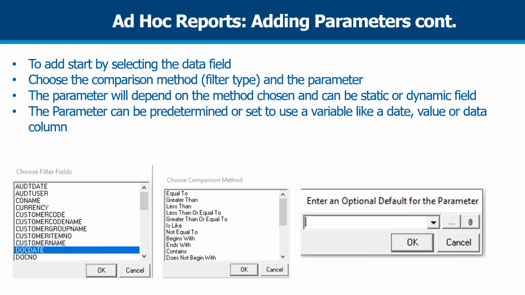And to start, all you want to do is say, I want to add a parameter to it, and choose which field you want to create your parameter from. Then you're going to choose the method that you're going to use, whether that's equal to, greater than, less than, or in between. It's up to you. The parameter can be something predetermined, static or dynamic, or you can choose from a bunch of variables like a date, a value, or even a data column. So there's a lot of tools at your disposal to build and create these reports.